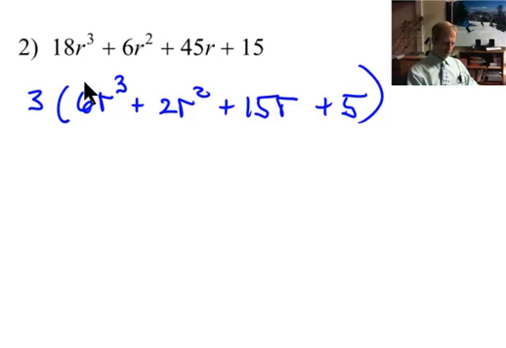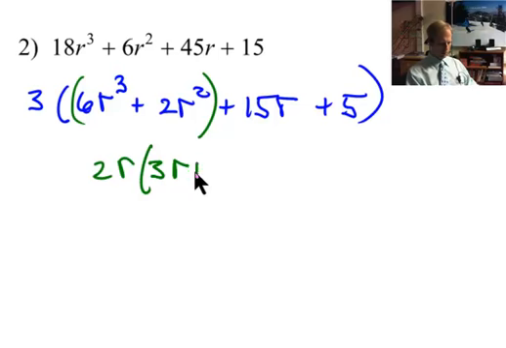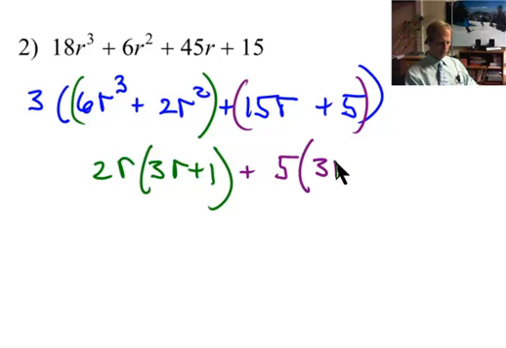So the first set I'm going to factor is the 6r cubed plus 2r squared, and I can see that I can factor out 2r squared, leaving me with 3r plus 1. And now I'm also going to factor the 15r plus 5. So I can see that I'm going to factor out a 5, leaving me with 3r plus 1.